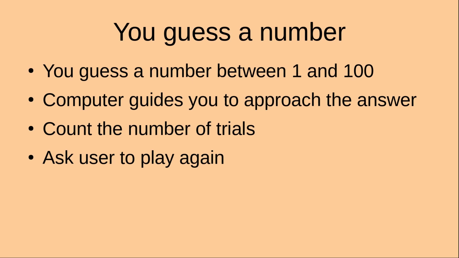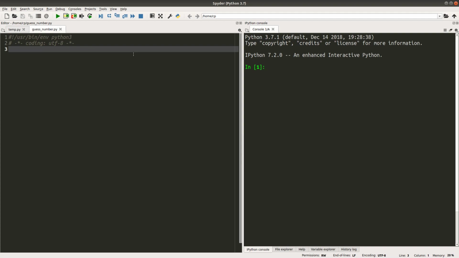In this tutorial, I'm going to set up a guessing game to let you guess a number provided by the computer. It is a number between 1 and 100, and the computer will guide you to approach the answer by telling you whether your guess is too large or too small. Then the computer would tell you the number of trials you have used in order to get the correct number. And finally, the computer would ask you to play the game or not. Again, let us see the implementation of this game.